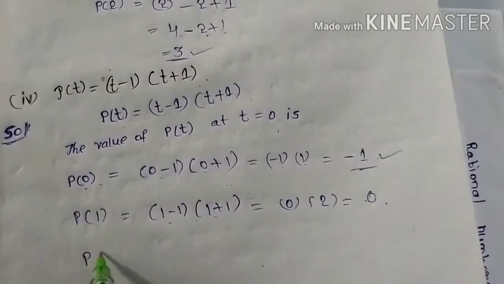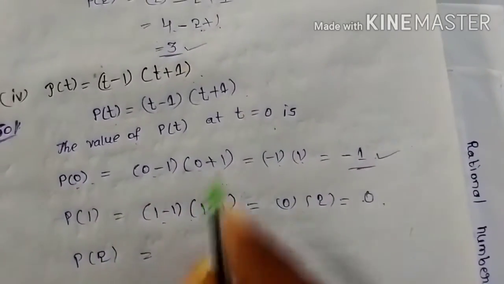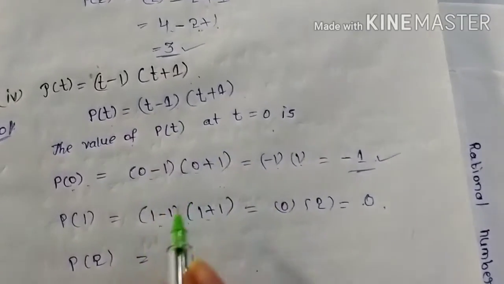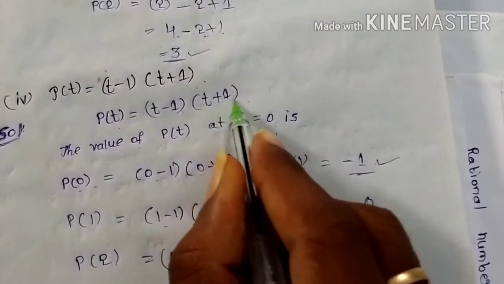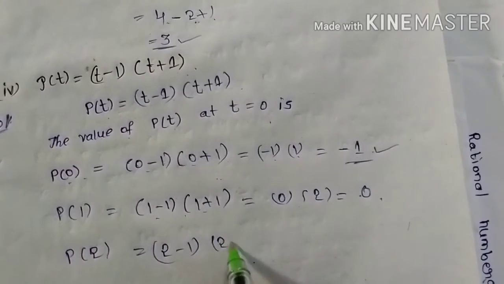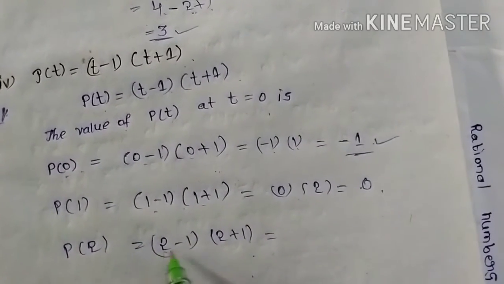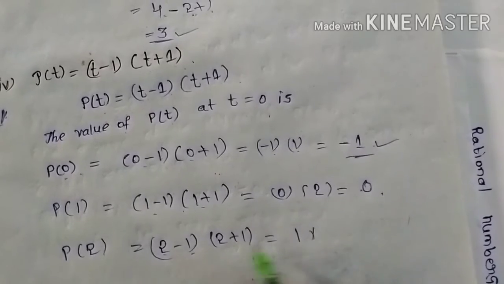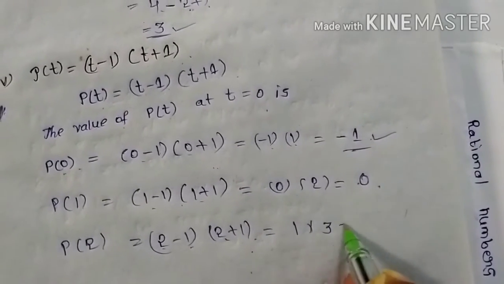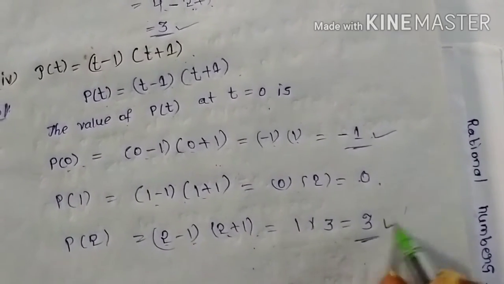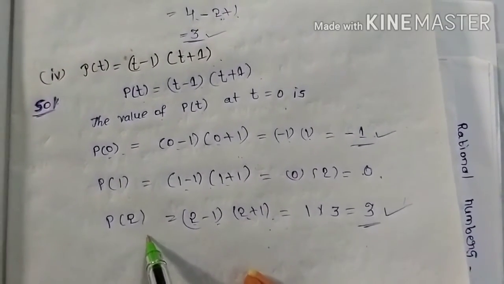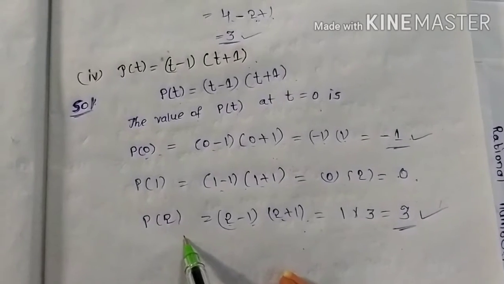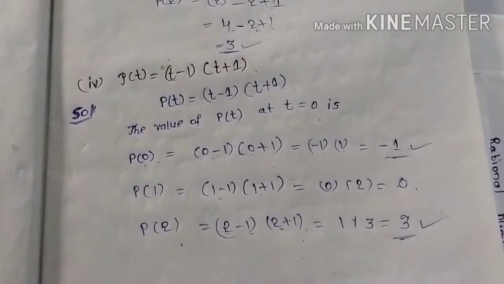In the similar way you can find P of 2. Yes or no? t minus 1 means 2 minus 1. Here t plus 1 means 2 plus 1. 2 minus 1 is how much? 1 only. 2 plus 1 is how much? 3 only. 1 into 3 is how much? 3 only. These are your answers directly: P of 0, P of 1, P of 2. In the similar way you can do the remaining sums in this question.